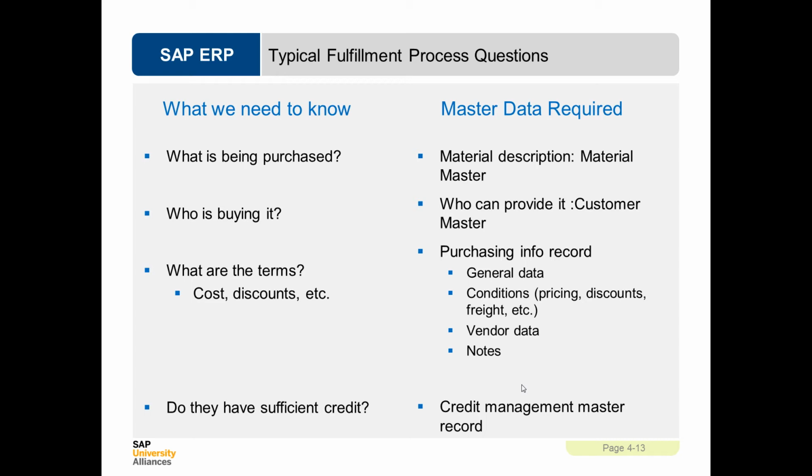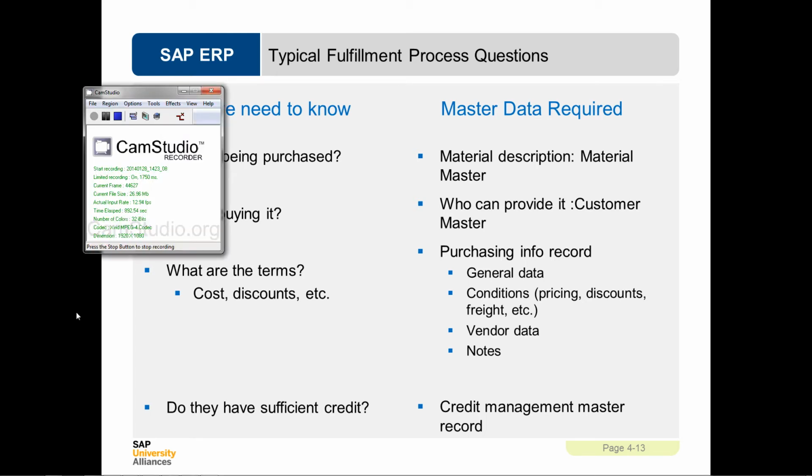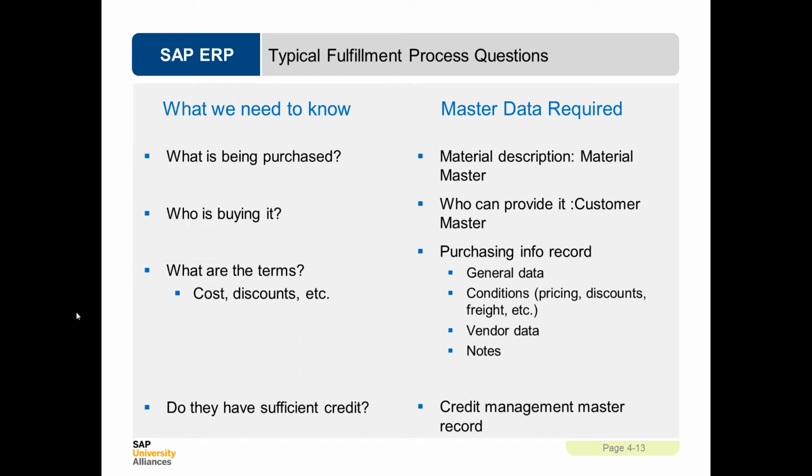That's something that typically will come either from the customer master data, for example, things such as discounts and notes that might be applied to a particular customer, or from the material master, general data, vendor data, that kind of thing. And then finally, do they have sufficient credit, which is something that's going to be maintained for us by the credit management master record. So you can see we've got several types of master data that are required for this process to be executed.